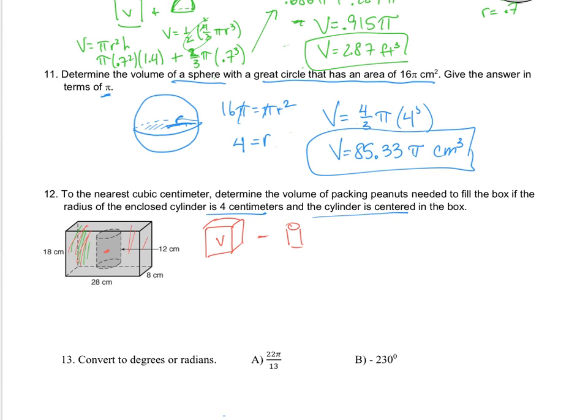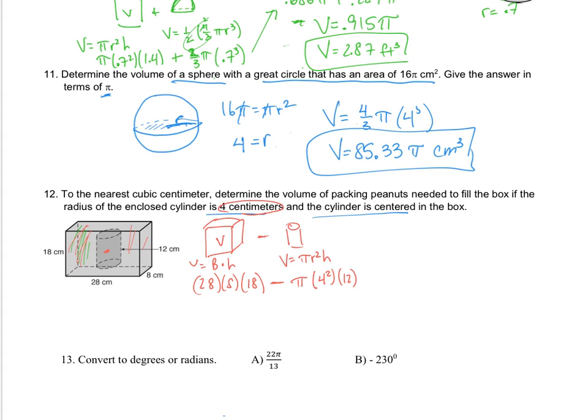Well, this one is 28 times 8 times 18. This volume is going to be the area of the base, which is 28 times 8, times the height, which is 18. This volume, they told me that the radius is 4. So the volume is pi r squared h. So we're going to subtract pi times 4 squared times the height, which they indicate is 12.